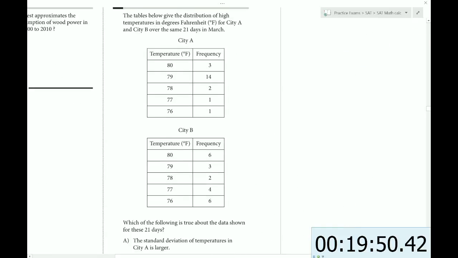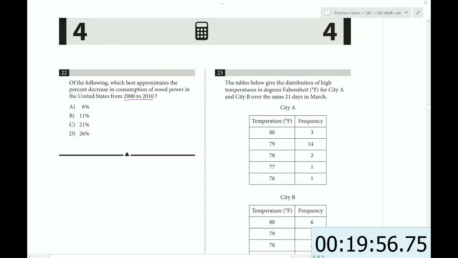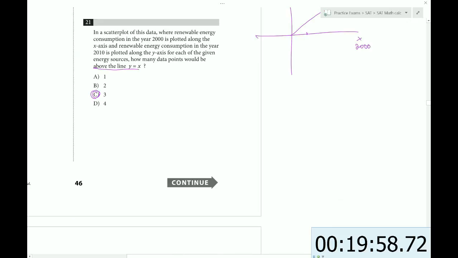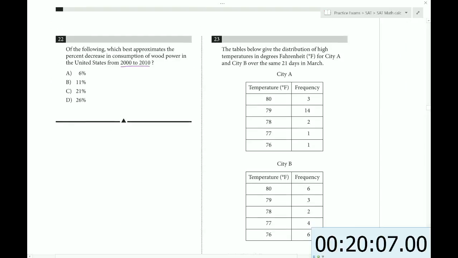Of the following, which best approximates the % decrease in consumption of wood power from 2000 to 2010? So let's get the numbers for that for wood power. So we're looking at 2.25 versus 2.0. Okay, so we have 2.25 is the original, and then the final is 2.0.